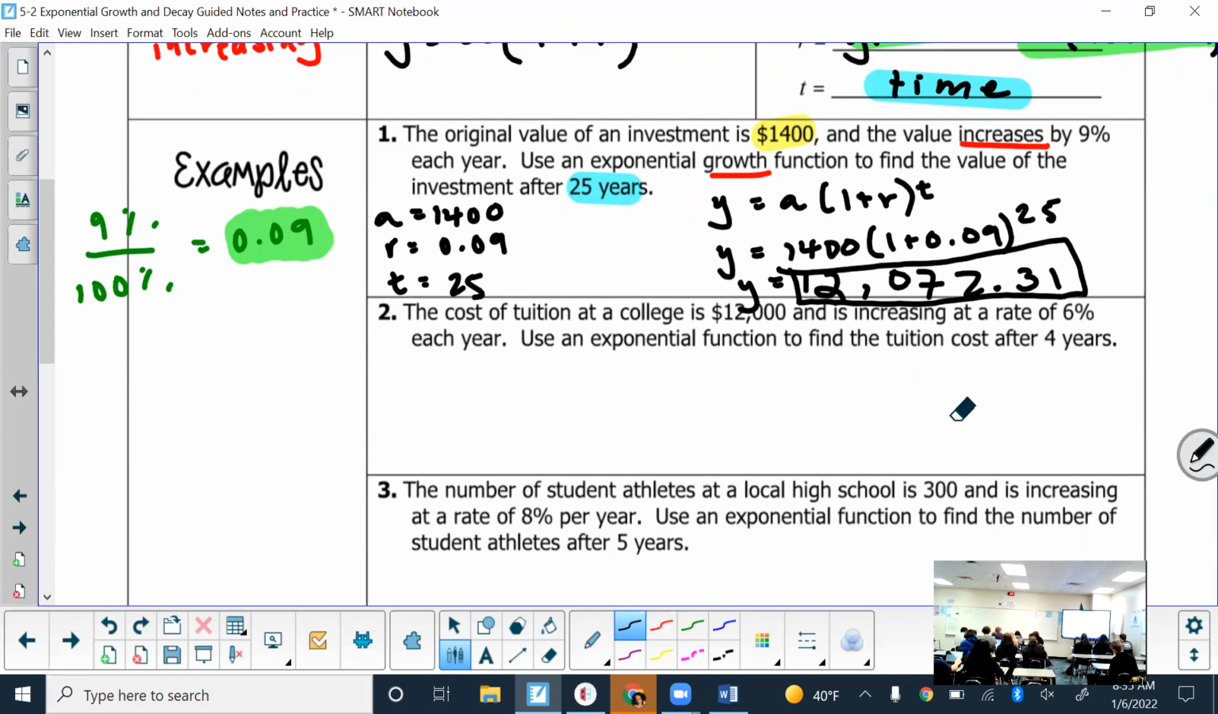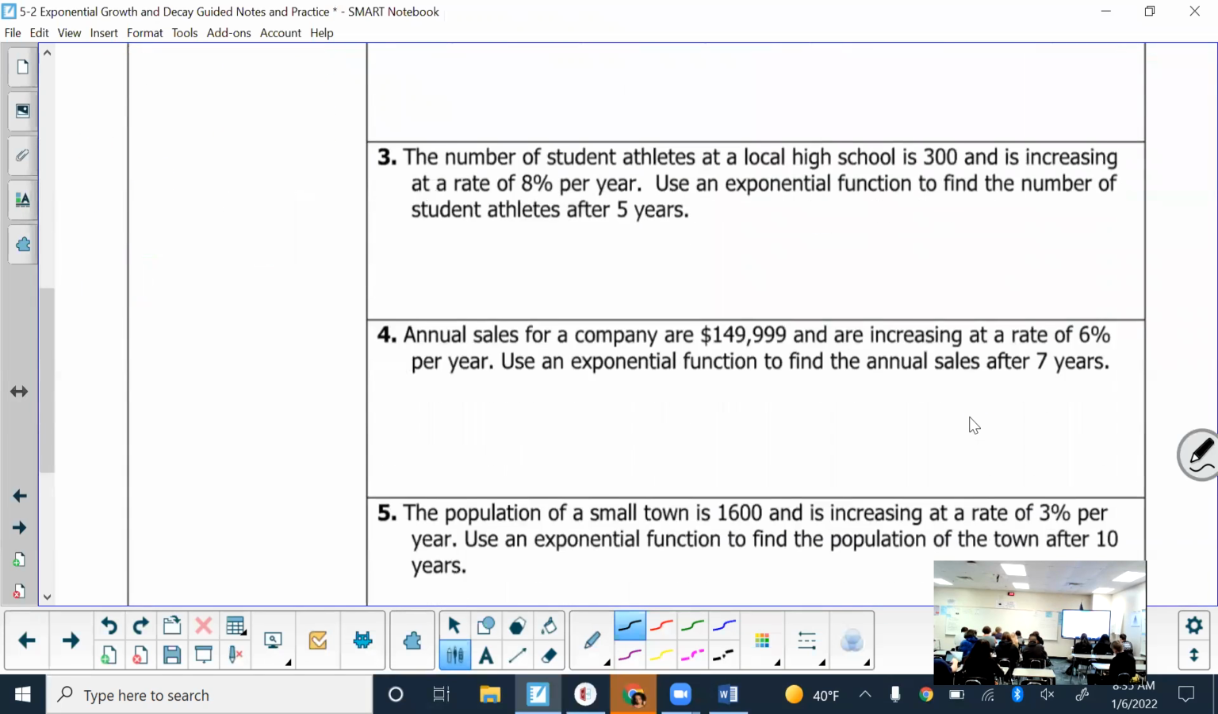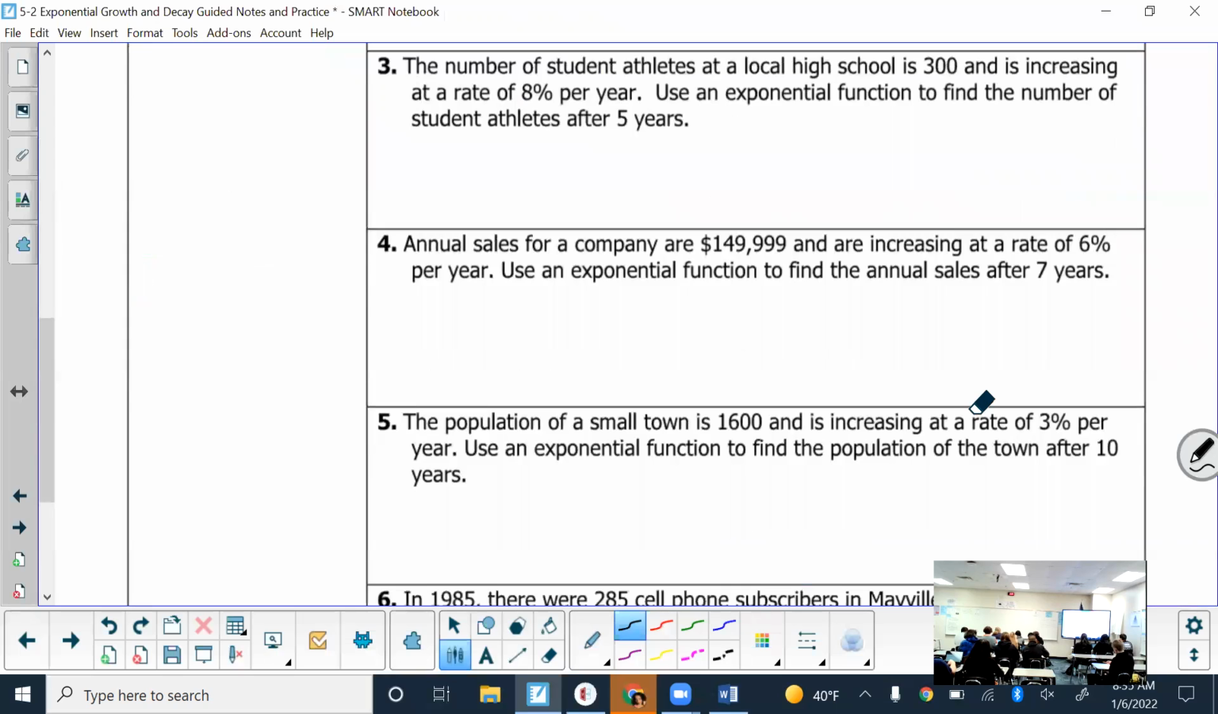So look at number 3. The number of student athletes at a local high school is 300 and is increasing at a rate of 8% per year. Use an exponential function to find the number of student athletes after 5 years. All right, so since it is increasing, you should know to use the formula at the top of your page. I'll write it over here.